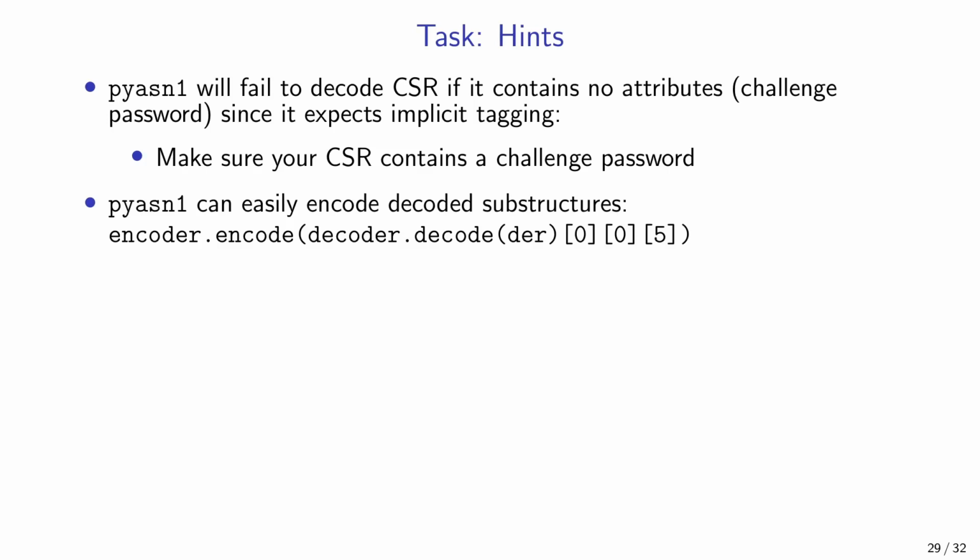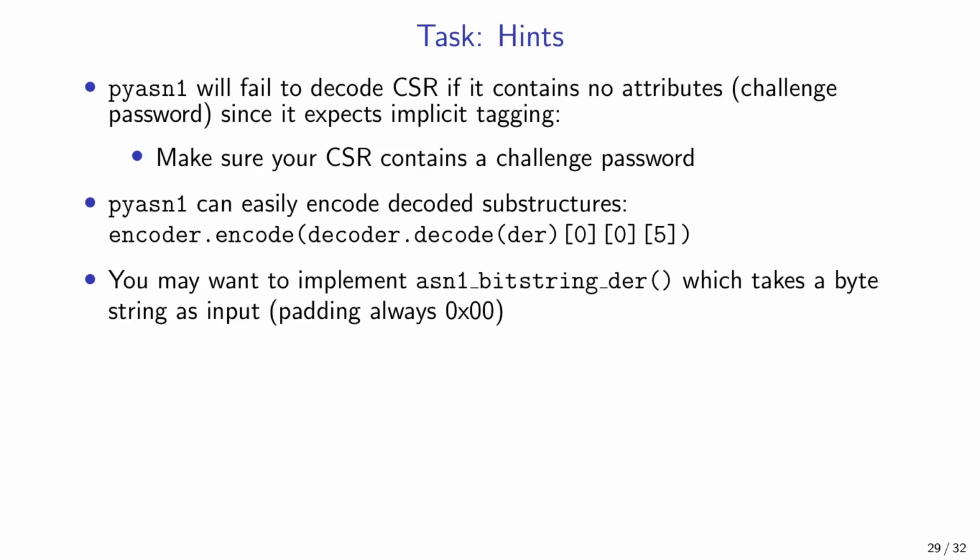PyASN1 can easily encode decoded substructures. For example, you can decode the DER structure, take out some substructure specified by these positions here, and re-encode the substructure to DER. This re-encoding is simpler than extracting all the fields from this substructure and using your DER encoder to recreate the structure. This will be useful when extracting the subject public key info from the CSR and the subject name from the CA certificate.